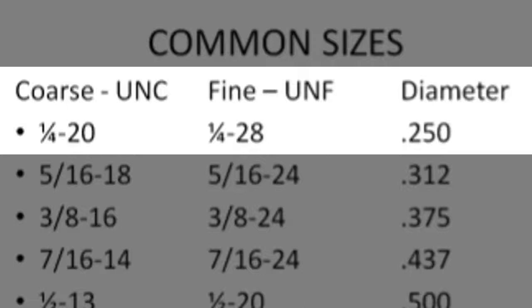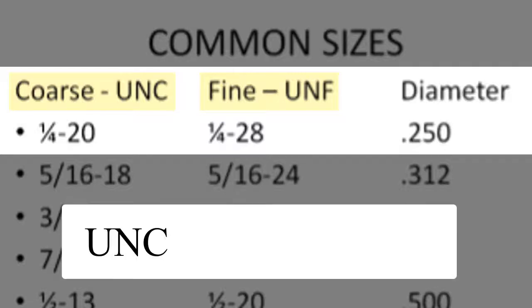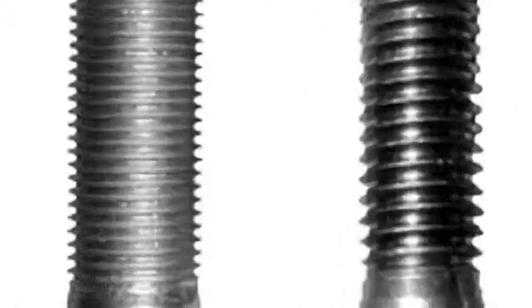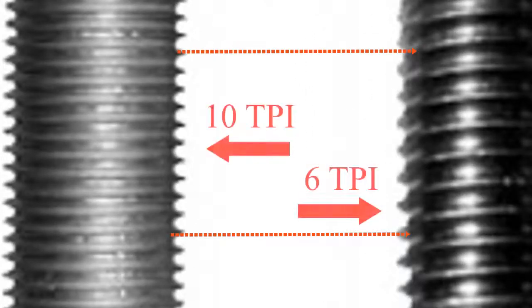All diameters quarter inch and larger have 2 thread pitches. Each diameter has both coarse, known as UNC, unified coarse threads, and fine, known as UNF, unified fine threads. Fine threads are threads that are closer together. Coarse threads are further apart. That said, a fine thread has more threads per inch.